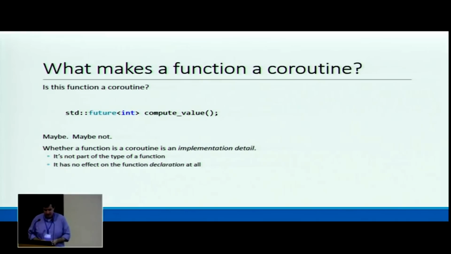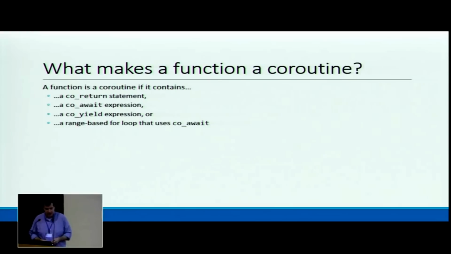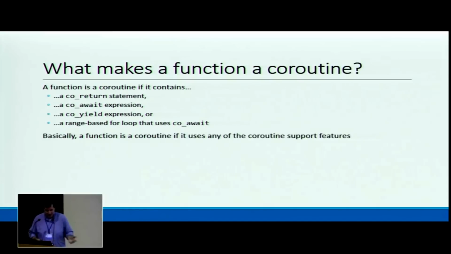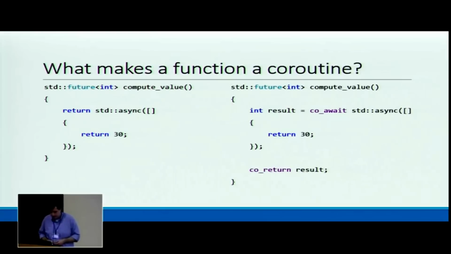So what makes a function a coroutine? Well, a function is a coroutine if it has a co-return statement, a co-await expression, a co-yield expression, which we have yet to see, or a range-based for loop that uses co-await. But in short, a function is a coroutine if it uses any of the coroutine support features. So when the compiler is compiling your code, if it sees that this function uses one of those things, it has to switch from generating code for a subroutine-type function into generating code for a coroutine-type function mode.